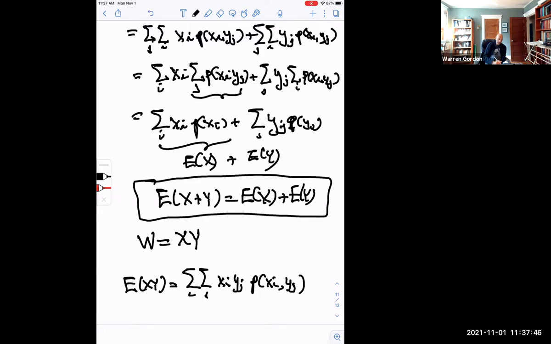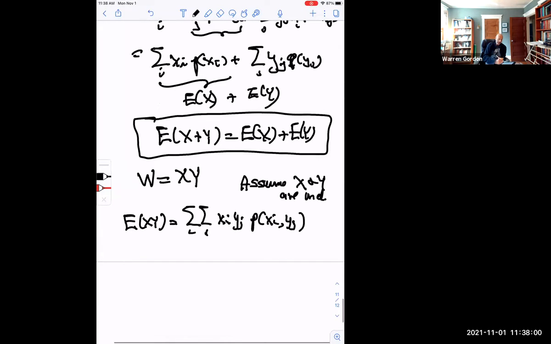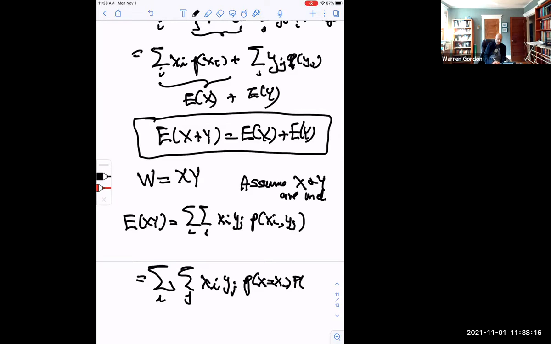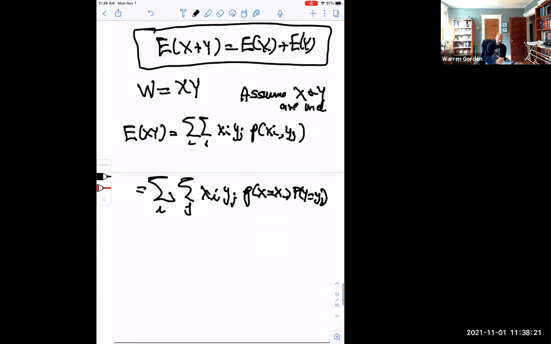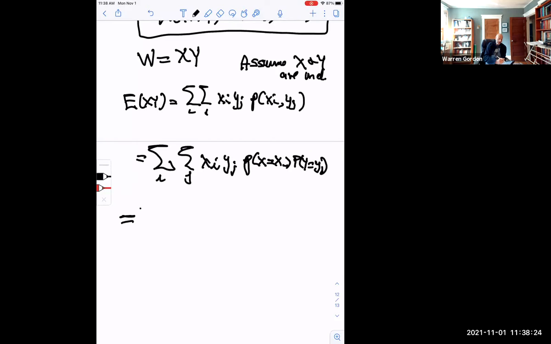Now, assume X and Y are independent. Okay, that's an assumption I'm making now. But if I make that assumption, let's see what happens. Then the probability becomes the product of the probabilities of X equal X sub i and Y equal Y sub j, for all i and j. I can break this up now into two sums.